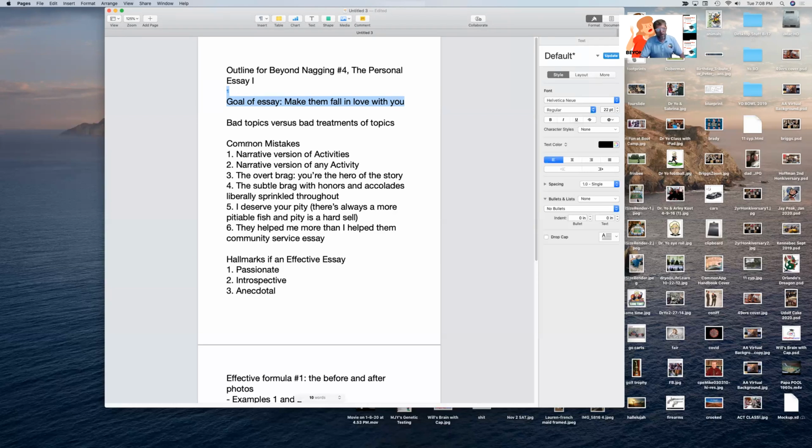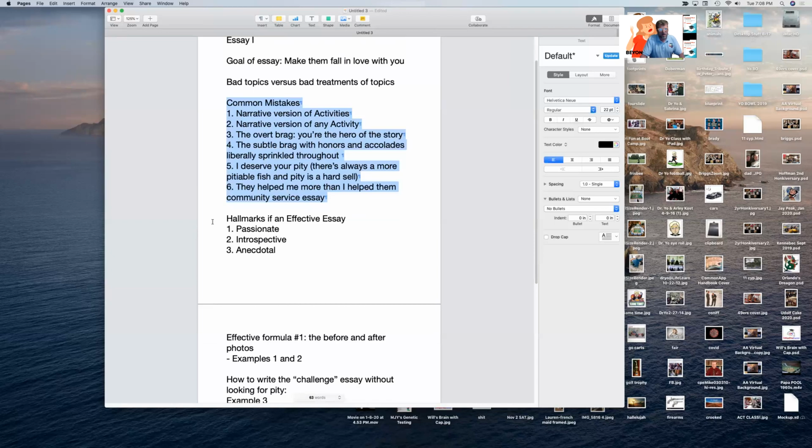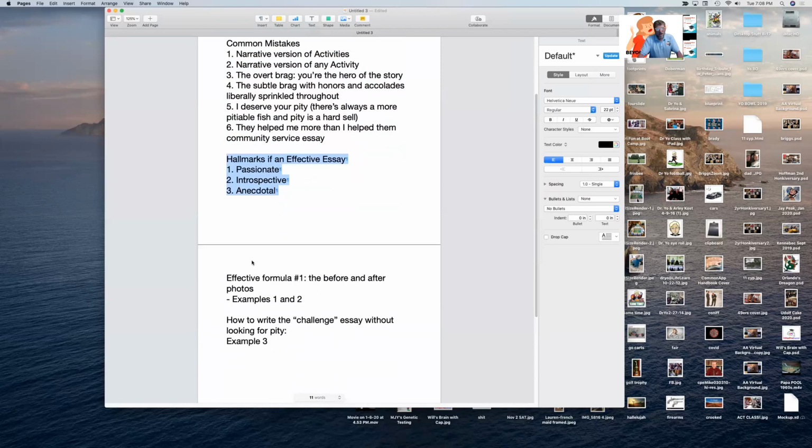I'm also going to talk about bad topics versus bad treatments of topics. I'm going to go through the list of what I think are the most common mistakes. Then I'm going to talk about the 12 hallmarks of an effective essay in my book. I really want to emphasize the top 3 that all essays have in common, even though they're remarkably different. And then I'm going to give you an effective formula. I'll give a couple others in subsequent classes.